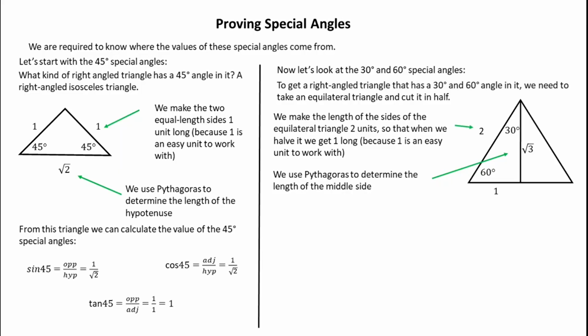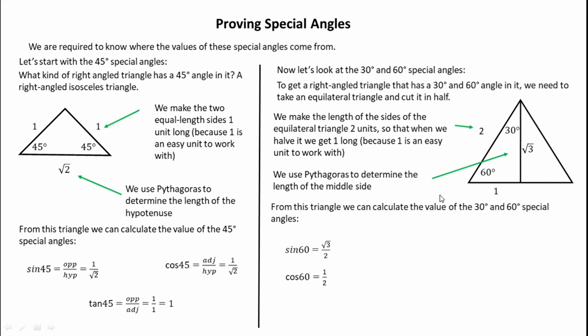Where was I? Okay. Yes, I was here. We have our triangle. Let's look at our trig ratios. Let's start with the 60 degrees. Sine of 60 is going to be opposite over hypotenuse, so it's going to be root 3 over 2. Cos of 60 is going to be adjacent over hypotenuse, so it's going to be 1 over 2. Tan of 60 is going to be opposite over adjacent, so it's going to be root 3 over 1, aka root 3.